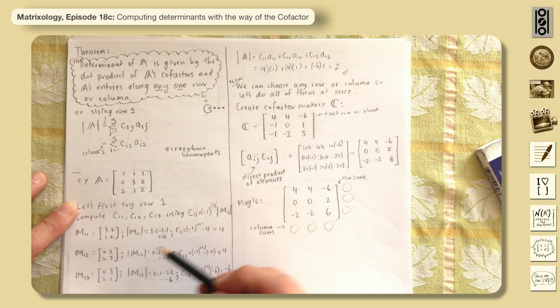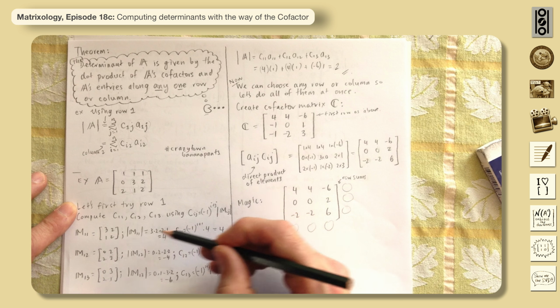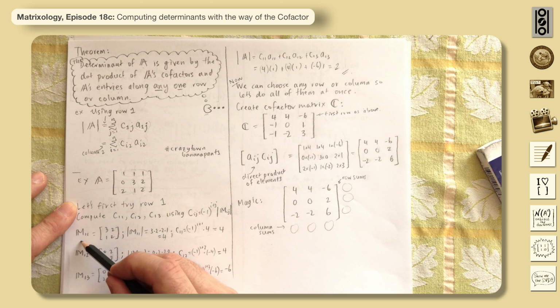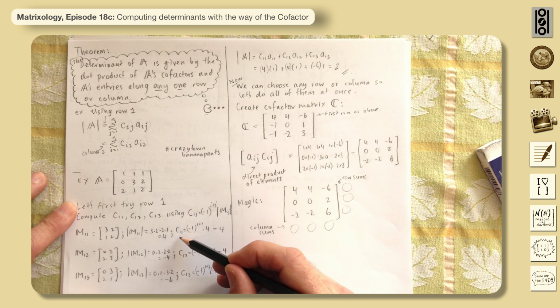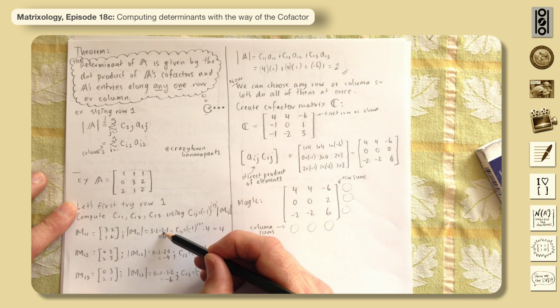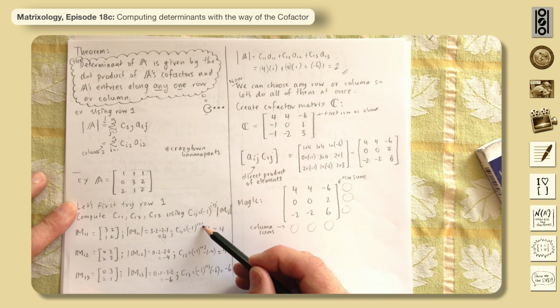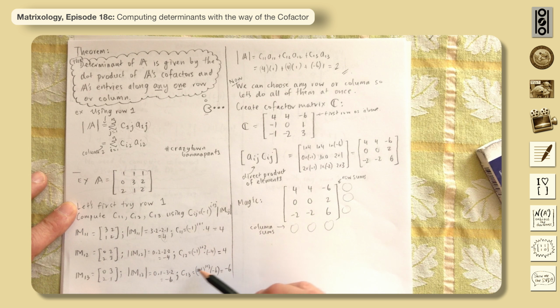0 times 2 minus 4. 0 times, so it's minus 4. And 0 times 1 minus 3 times 2, minus 6. And then, so that's the minor matrix, minor cofactor. So cofactor, we just take this number, multiply it by minus 1 to the appropriate power. Here it's 1 plus 1, here it's 1 plus 2, here it's 1 plus 3.